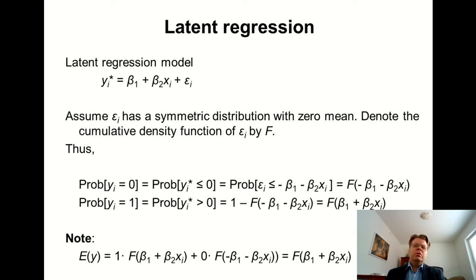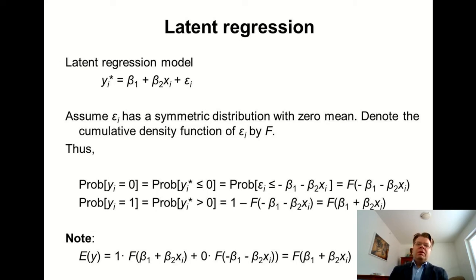And conversely, we know also that the cumulative distribution function has the property that the probability that yi is equal to 1 would be the same as 1 minus the cumulative distribution in point minus beta 1 minus beta 2 times xi, which is the value of the cumulative distribution function in point beta 1 plus beta 2 times xi. So we can use the value of the cumulative distribution function in this deterministic part of the latent regression model to indicate the probability that the outcome is equal to 1.